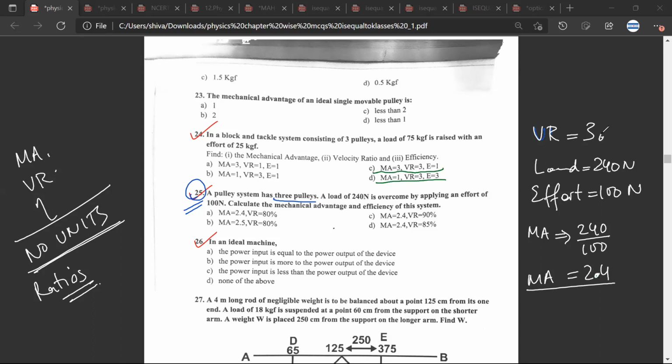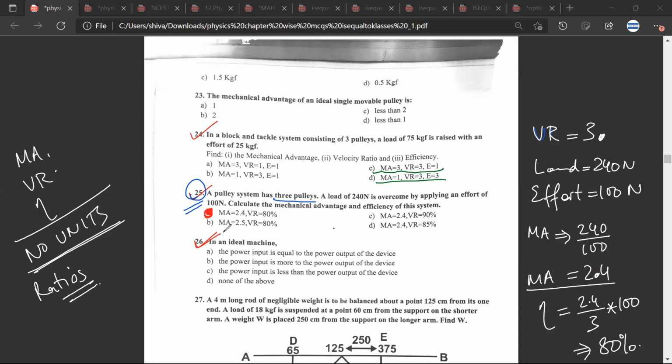So we have mechanical advantage. We have VR. So what would be the efficiency, Mr. CB? So the efficiency would mean that we have MA upon VR. So 2.4 upon 3, which would be 24 upon 30, 4 upon 5, 80%. So what will be the right answer? We have MA as 2.4. So A, yes.